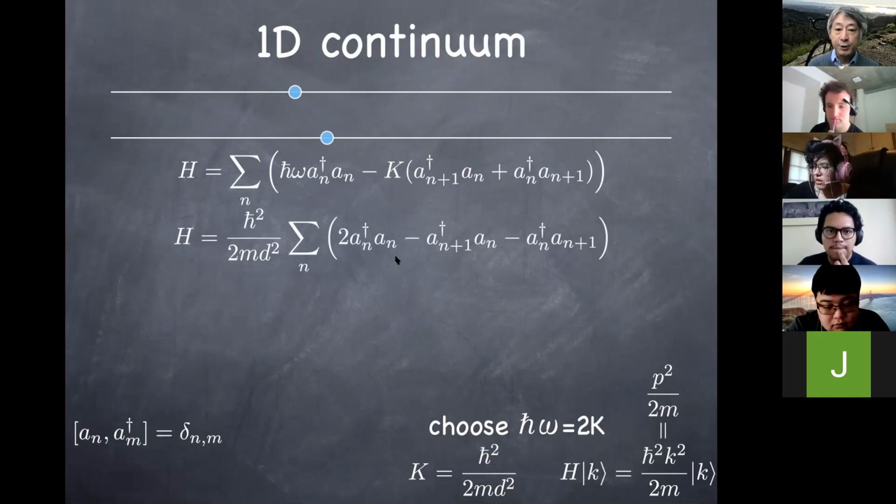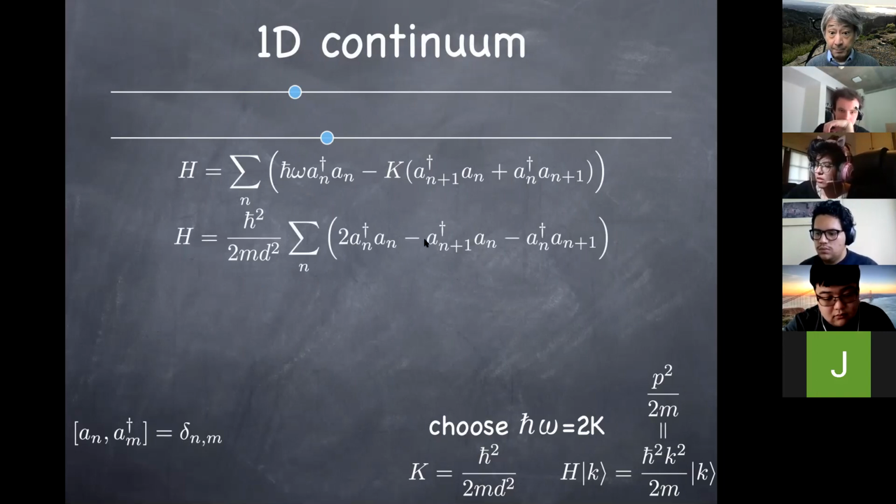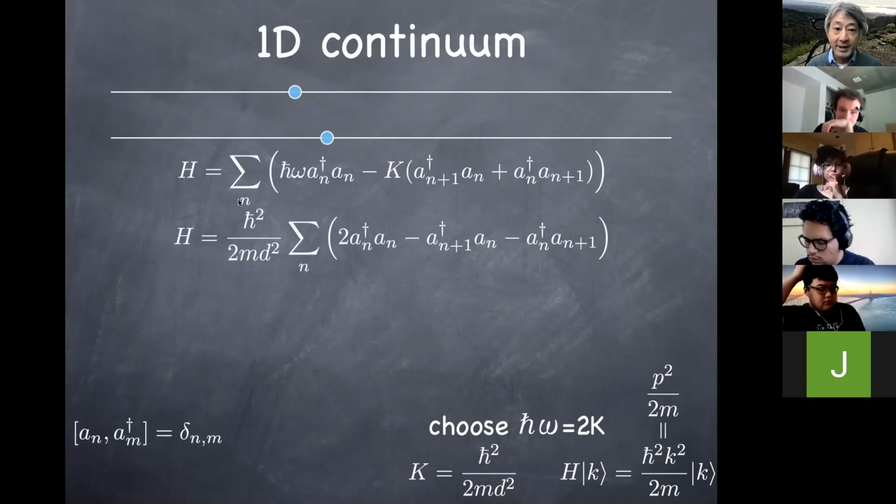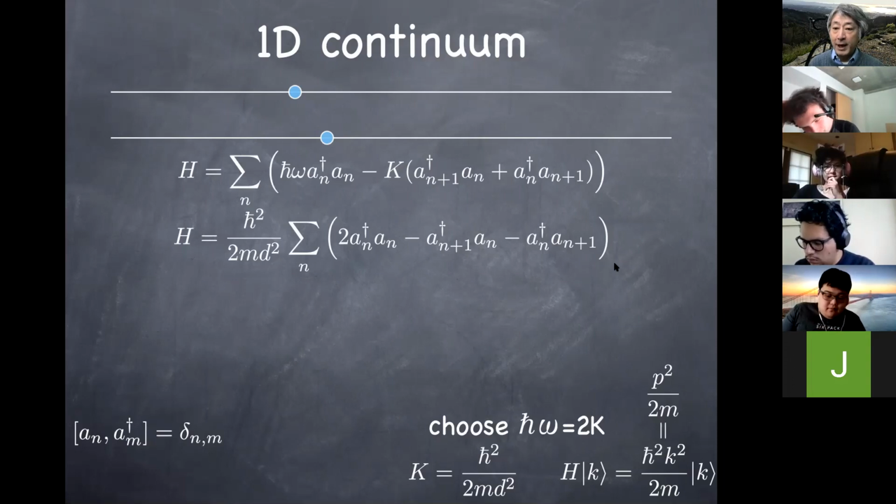So the first term is 2 a_n dagger a_n. And for the second and third terms, this capital K is this coefficient up front, so there's no factor of 2 here. So I have minus a_{n+1} dagger a_n, minus a_n dagger a_{n+1}. And I realized that I switched the notation once again. So this n was what used to be m on the previous slide, I guess. So this is the Hamiltonian that we believe should have the correct continuum limit.